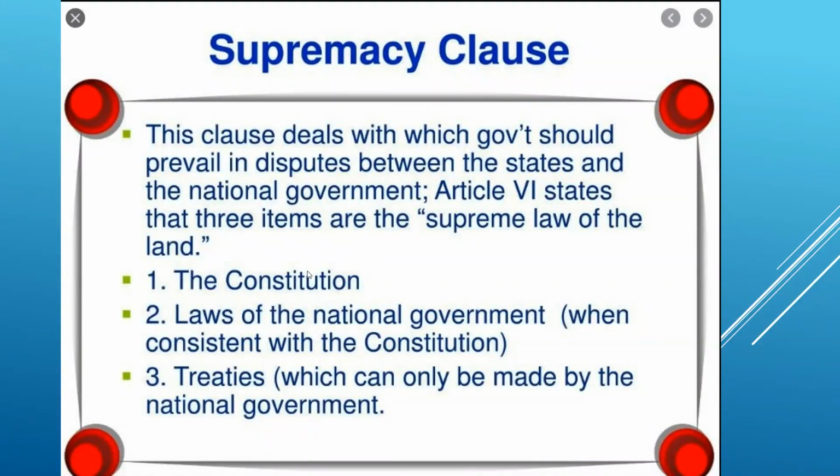There's also something called the Supremacy Clause. Now, this was put in because of the weaknesses of the Articles of Confederation. So, Article 6 states that there are three items that are the supreme law of the land. First and foremost is the Constitution. Secondly, the laws of the national government when consistent with the Constitution. And then, lastly, treaties, which can only be made by the national government.